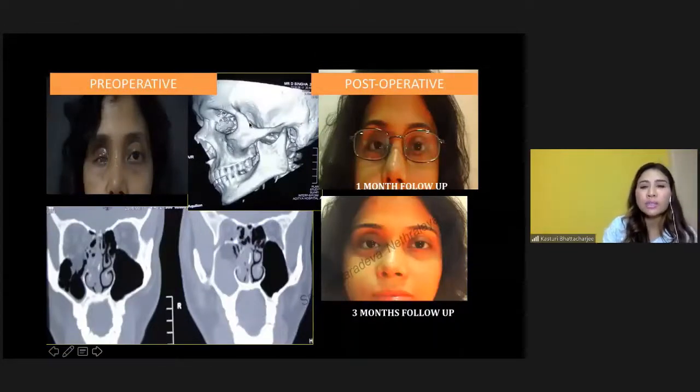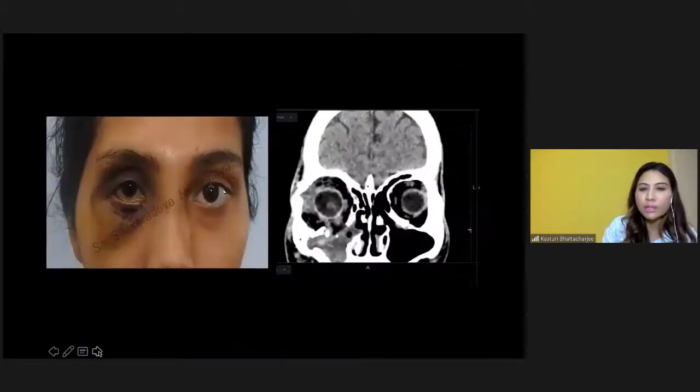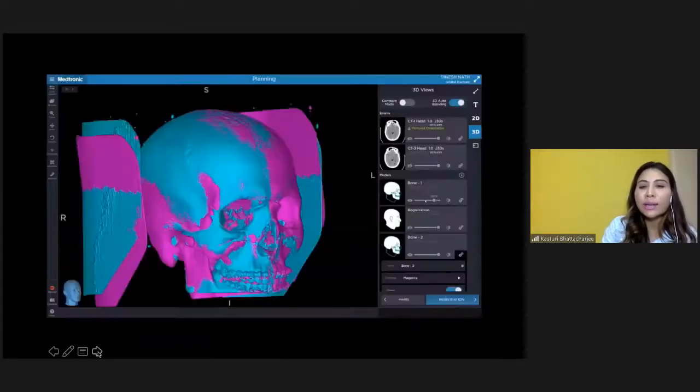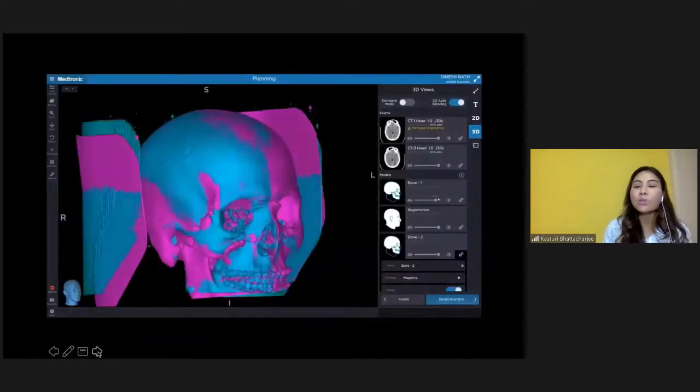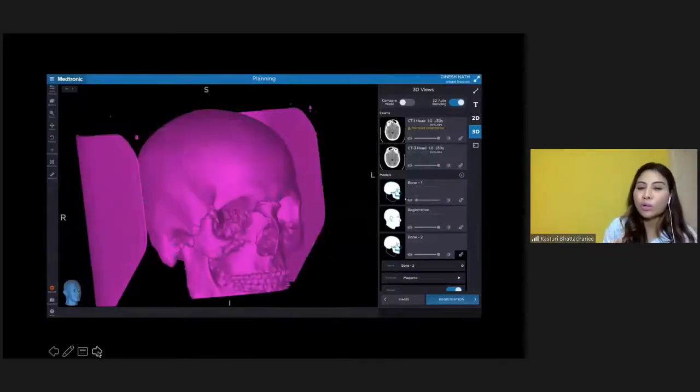This is a girl, she is very sad. You can see the eye has been totally enophthalmic, totally depressed, and you got a very good correction following the surgery. So this is another girl where you can see a big fracture, but the question is how do we give them the very appropriate volume?